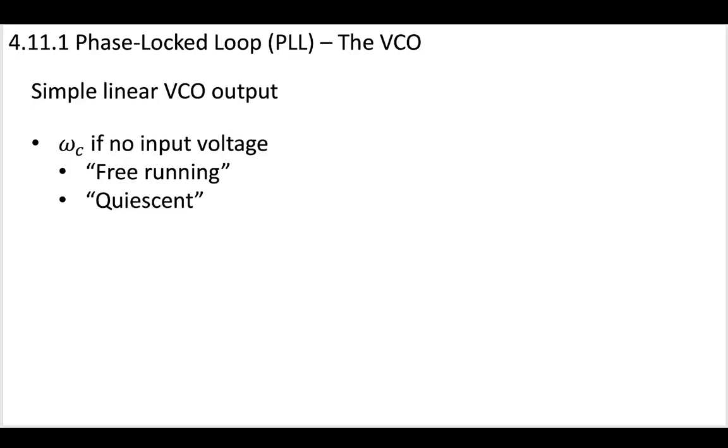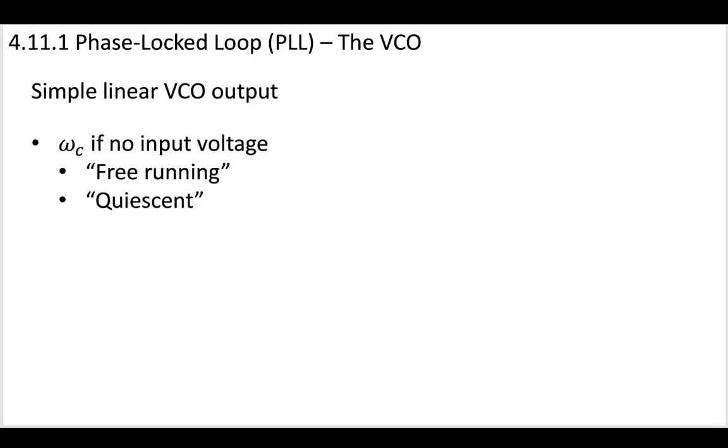So the voltage-controlled oscillator is one of the most important components of the phase-locked loop. So let's take a moment to understand how the voltage-controlled oscillator, or VCO, is going to work. Let's assume that we have a simple linear VCO. If you bought it as a component and connected it to your breadboard, you would connect it to some power, and then you could have an input and an output.